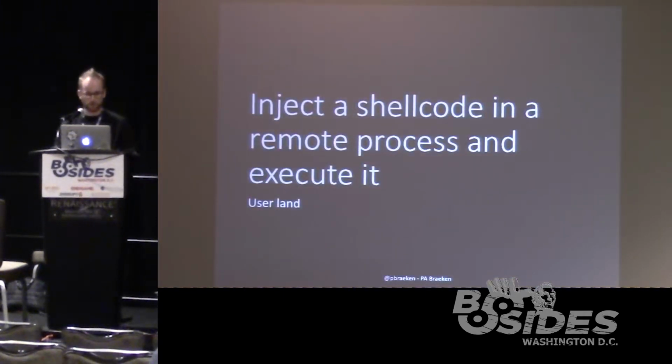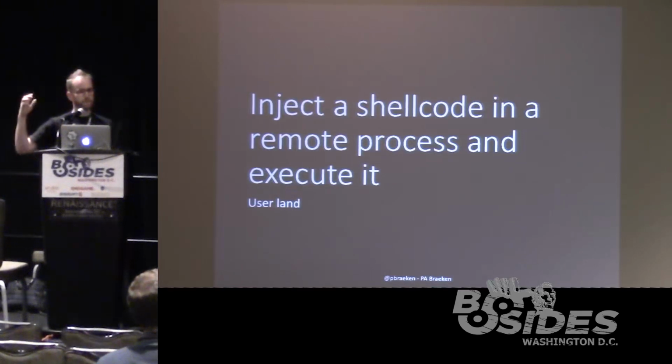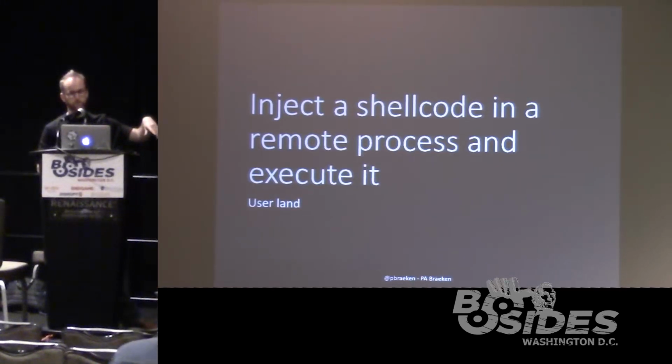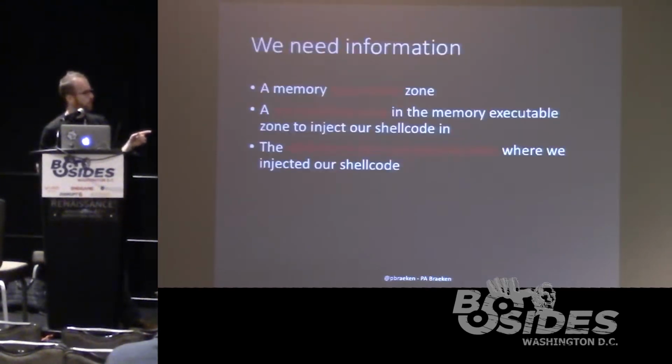Okay, you can inject a shellcode into a remote process and execute it. And the goal is not just to do what you can already do, but to do it and never use an API. Okay? So just manipulating bytes in memory, and I would like to call it without calling an API.